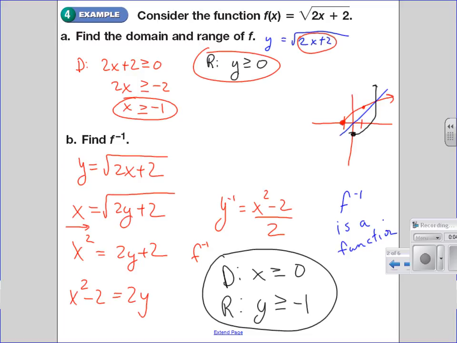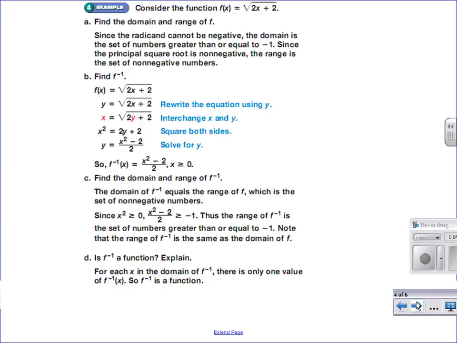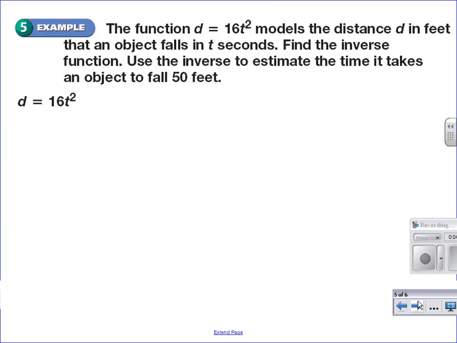Fair enough? All right, so we've had a little bit more in-depth conversation about domain and range and a square root function. So now let's move into how we can apply this. It's actually pretty easy if you think about it. Basically, this function here: distance equals 16 times the time squared. Distance is in feet, time in seconds. Find the inverse function. Use the inverse to estimate the time it takes an object to fall 50 feet.